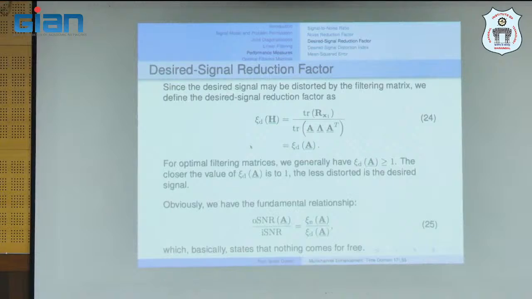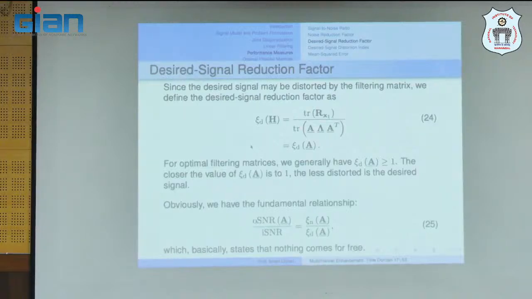We can similarly define the desired signal reduction factor, which is the trace of Rx1, the desired signal in the reference sensor, divided by the power of the filtered desired signal, which is the trace of A lambda A transpose. And we get a similar expression: the gain in SNR for a matrix filtering A is the ratio between the noise reduction factor and the desired signal reduction factor.